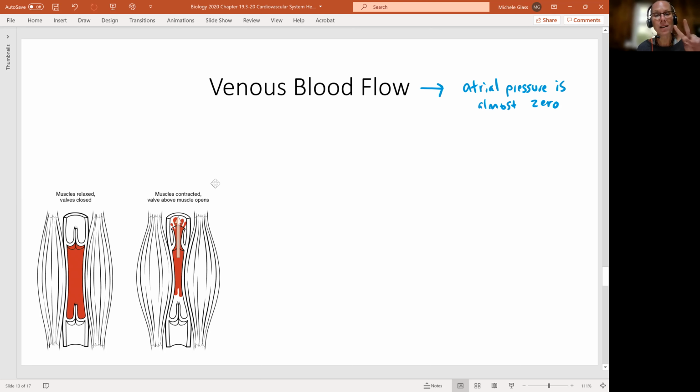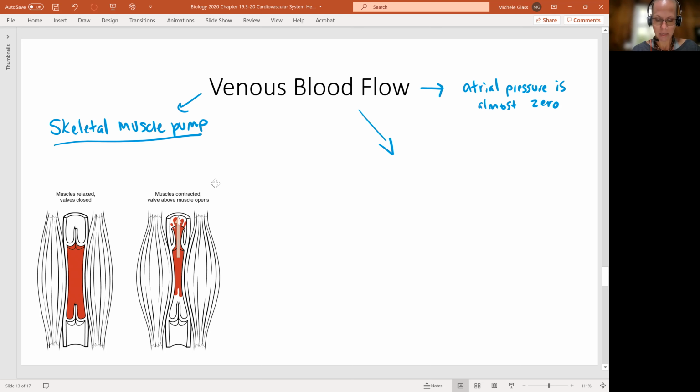And then we have two pumps. So we have what we can call the skeletal muscle pump. And then we have what we can call the respiratory pump. Okay. So let's look at the skeletal muscle pump first. And I have included a diagram from our OpenStax textbook. Remember, the text is linked in our video description.